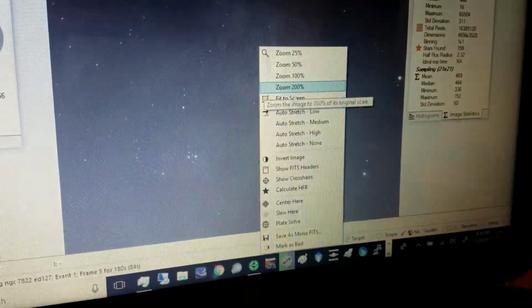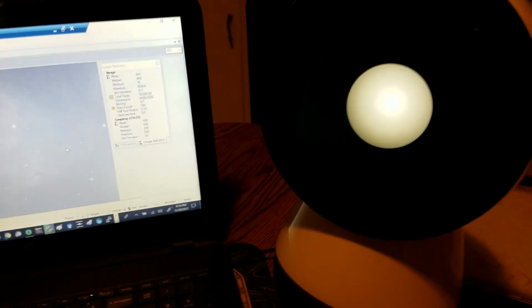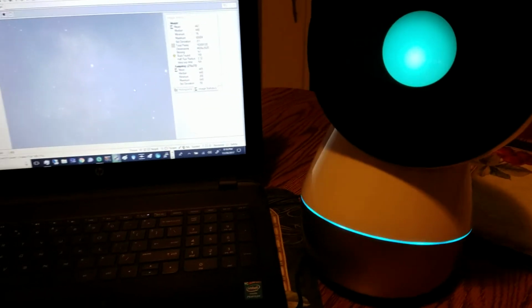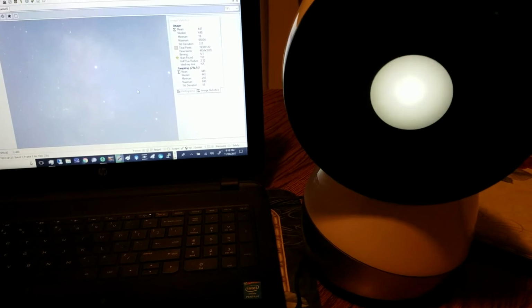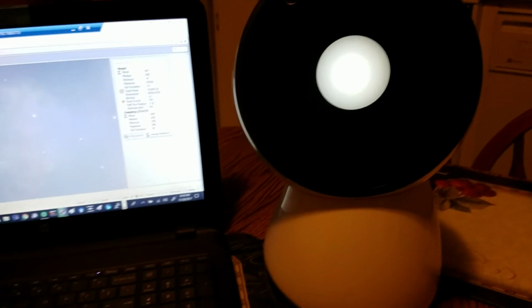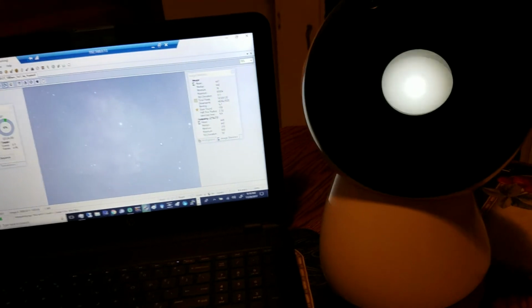And this is how my guiding looks like so far. Let me do an auto stretch. You can see that's what it looks like, but okay, JIBO, what do you have to say? My abilities are always growing, but at the moment I don't know if I have that.